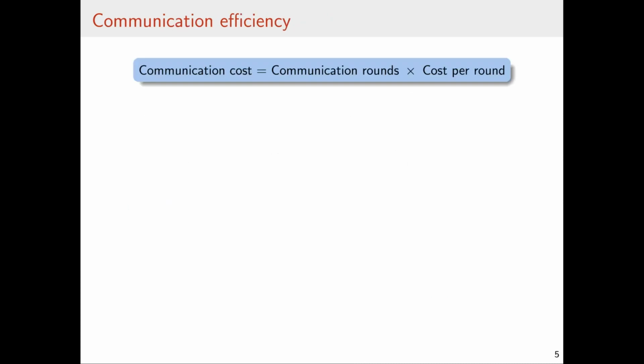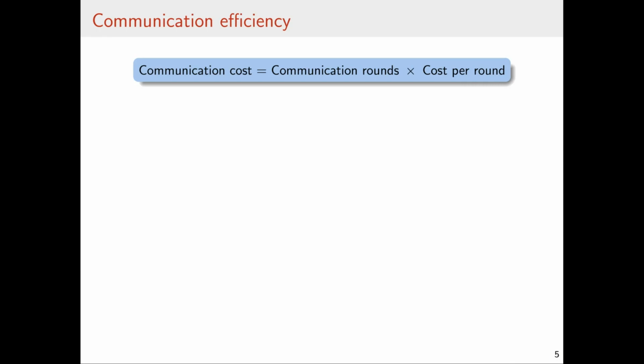So with these considerations, let's first look at communication efficiency. Now, the simple way to think about the communication cost of the algorithm is basically the product of two numbers. One is the number of communication rounds we need to run in order to train the algorithm. The second is the communication cost per round. And there have been a lot of different algorithms that try to optimize either one of these terms or both of the terms at the same time.